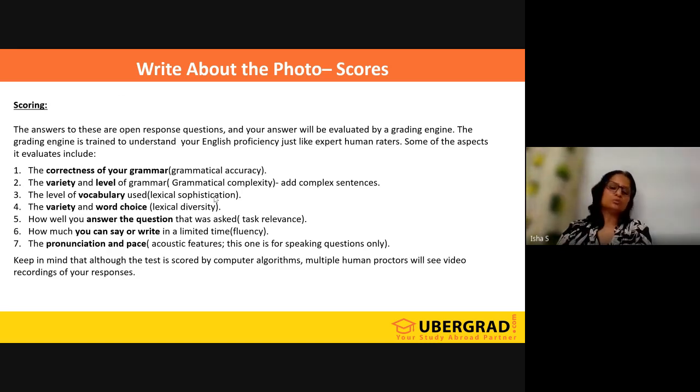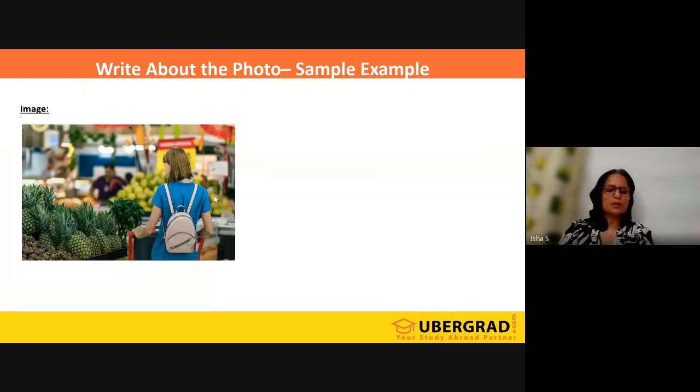So that shows how you have control over good vocabulary, word choices, and how you're answering and describing that image. You can also write in a limited time for this. So put your pronunciation and everything in place. Okay, now this is the image. This example is done for you.